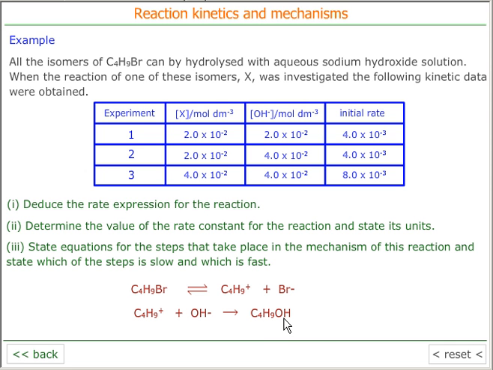Which of the two steps is slow, and which of the two steps is fast? Well, if the second step were fast, then we would see OH- and the bromoalkane both appearing in the rate equation. But the rate expression, remember, was simply that the bromoalkane appears, so there's no OH-. So the slowest step must be the very first step.